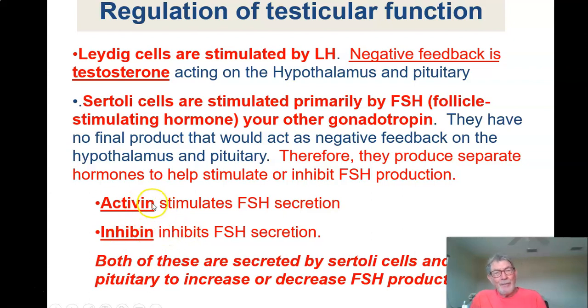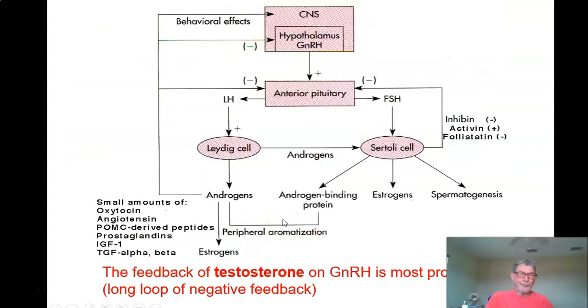You can also make some activins if you don't have enough. But I'm more interested in the negative feedback mechanism. So for FSH, you make inhibins, and that turns off the production of more FSH. Here you go. Anterior pituitary makes LH, Leydig cells make androgens, and they feed back, mostly testosterone. Here FSH makes the Sertoli cells make sperm and stuff, but you make inhibins to negatively feed back on the pituitary.